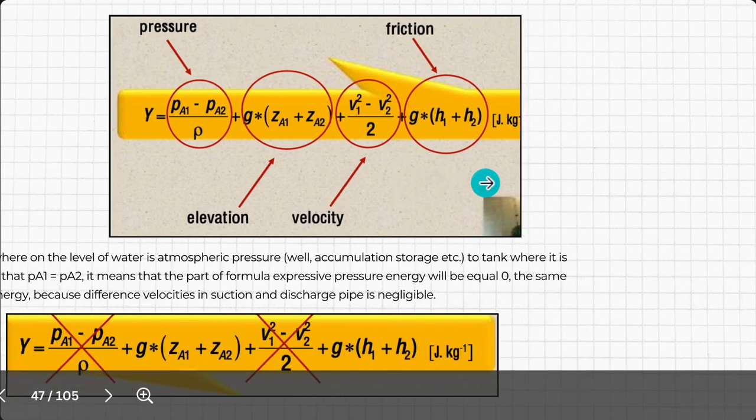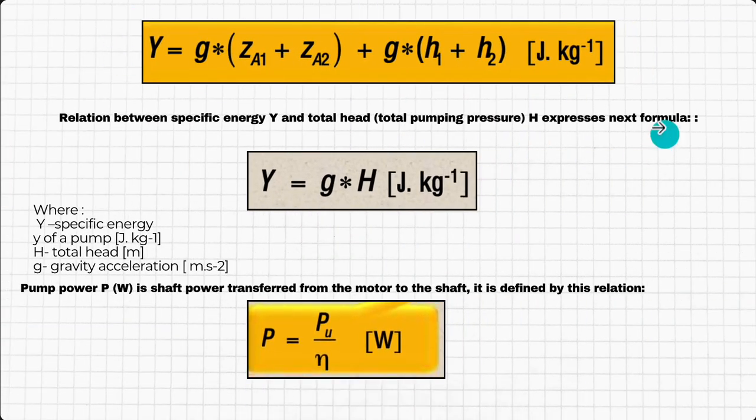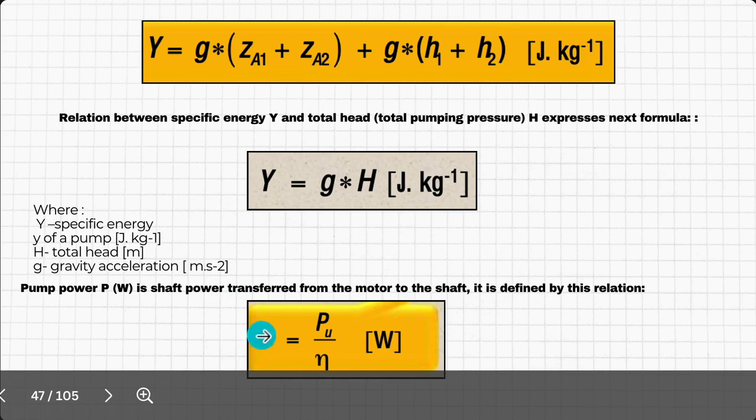So in this case we can summarize the formula as the following: Y is equal to G times (ZA1 plus ZA2) plus the friction energy, so elevation energy plus the friction energy. The relation between the specific energy Y and the total head, total pumping pressure H, expresses this new formula, where G is the gravity acceleration times the total head. The pump power is a shaft power transferred from the motor to the shaft, and it's defined by this relation, which is a PU output power divided by the efficiency.